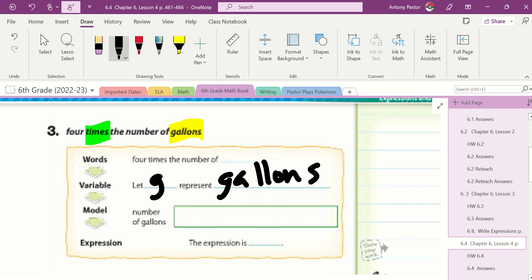4 times the number of gallons. Again, the key word here is times, so we're going to be using multiplication. The thing we don't know is the number of gallons. We're going to want to represent gallons with something, so we can say G. So we're going to let G represent gallons. The number of gallons, which we don't know, so it'll be 4 times G. Or another way of putting this is just 4G.